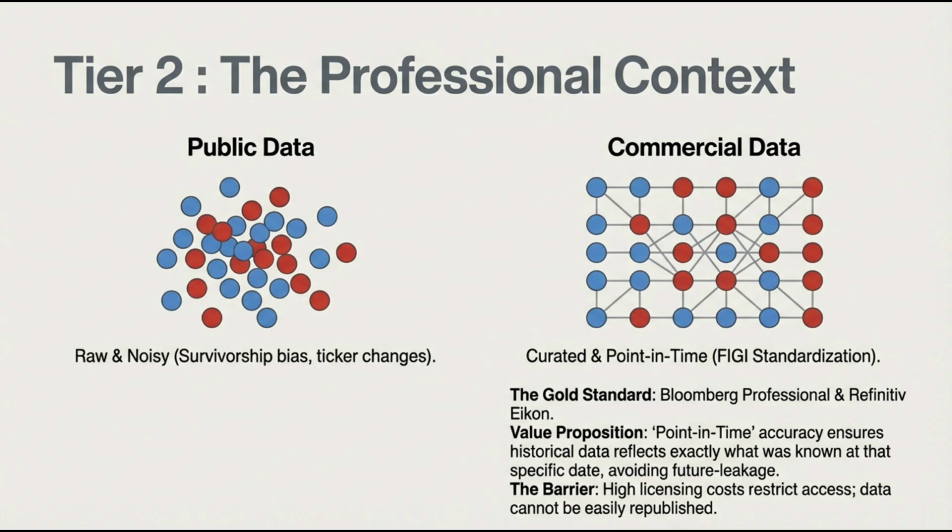Bloomberg Professional and Refinitiv Eikon are gold standard examples. Their value is not only depth and cleanliness, but historical accuracy and context. The downside, of course, is cost and restricted access. So this is a classic quality access trade-off. Commercial datasets are often better for rigorous empirical work, but they are much harder to obtain and share.